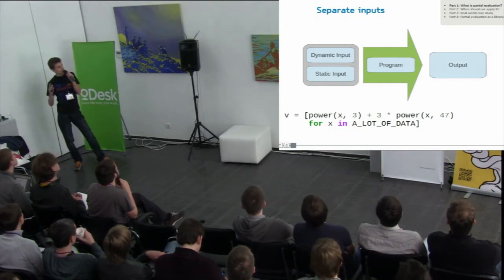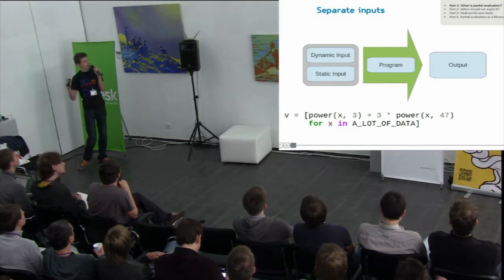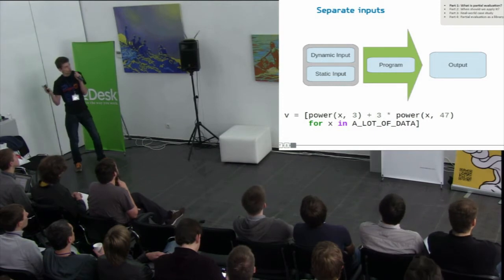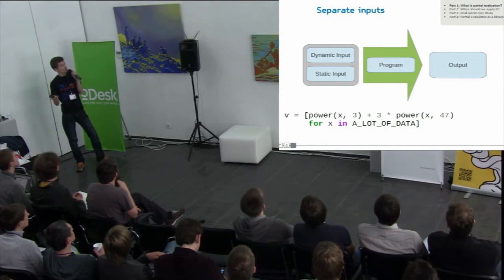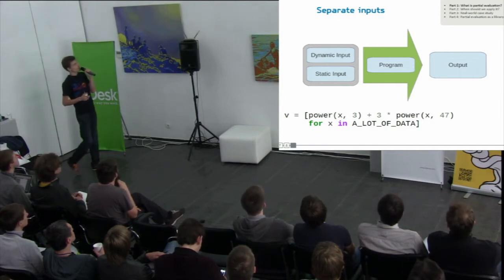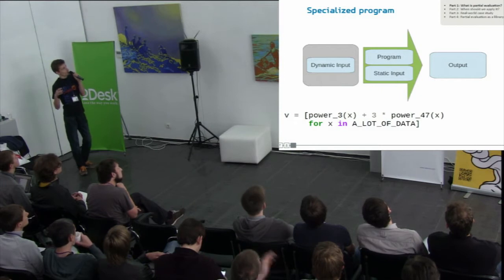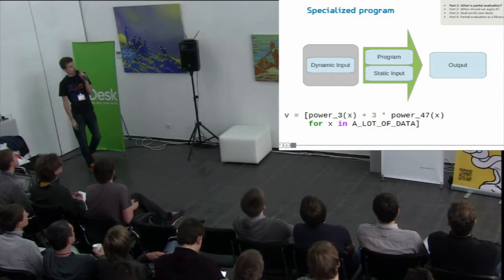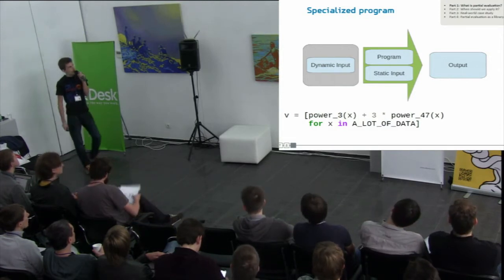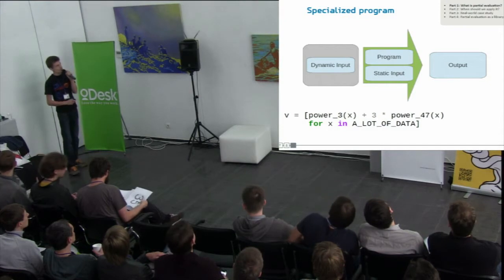In this example, there is some large array of data, and we calculate a fixed polynomial on this data. So we always raise x to the third power or to the 47th power. And here, n is either 3 or 47, so it can be considered static. And so we can specialize our program. Now it knows something about static input, and we have two functions, power 3 that raises to the third power and power 47 that raises to the 47th power. This specialized function should run faster. We'll see how it does.